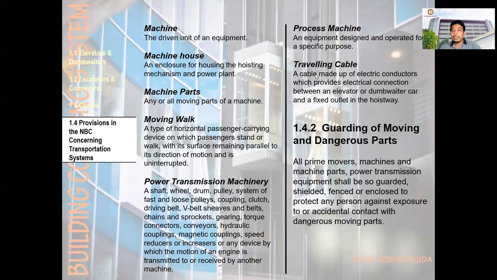And lastly, we have traveling cable. This is a cable made up of electric conductors which provides electrical connection between an elevator or dumbwaiter car and a fixed outlet in the hoistway. So next we have the guarding of moving and dangerous parts. So all prime movers, machines, and machine parts, power transmission equipment shall be so guarded, shielded, fenced, or enclosed to protect any person against exposure to or accidental contact with the dangerous moving parts. So it should be enclosed.